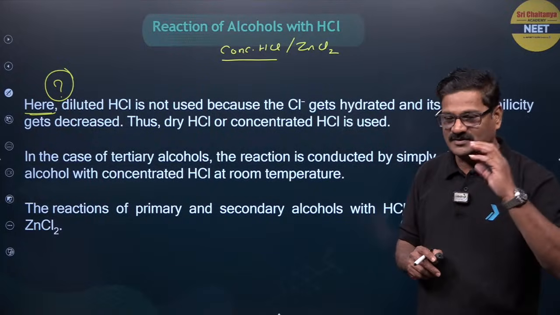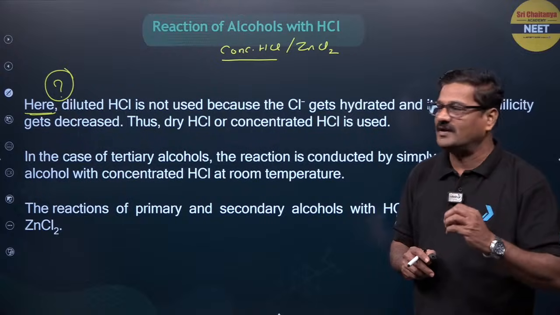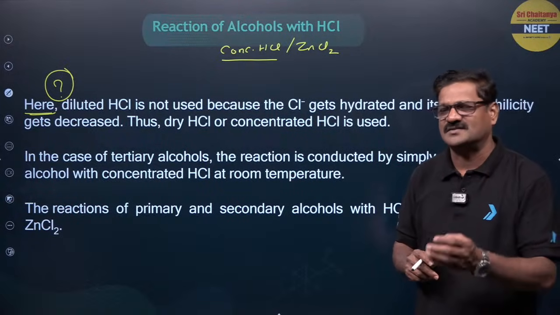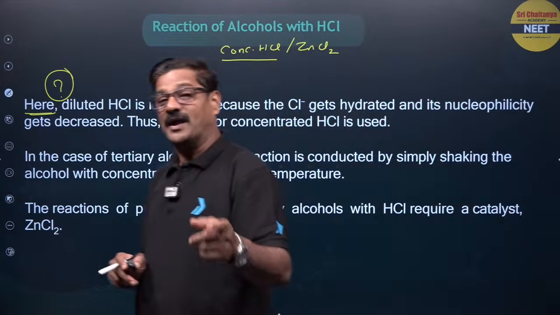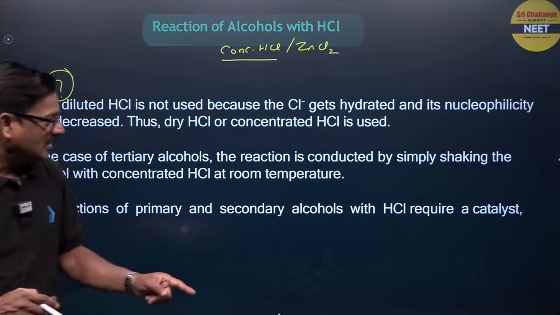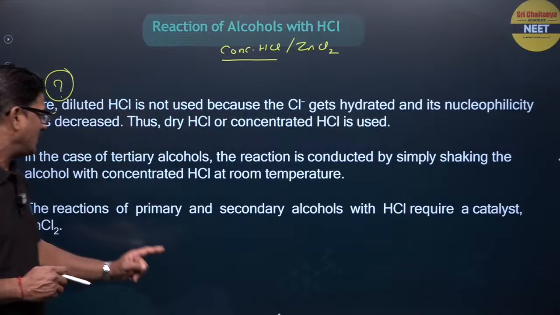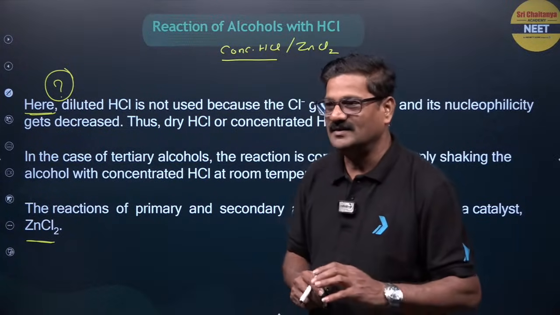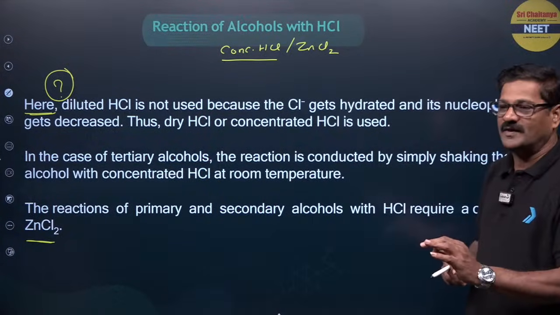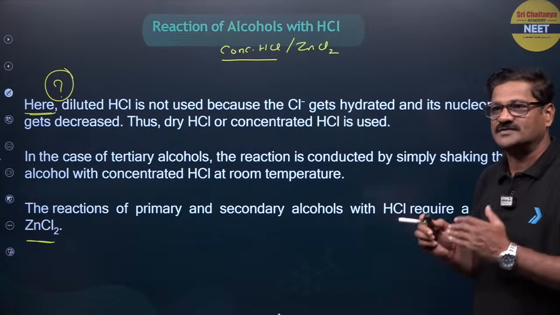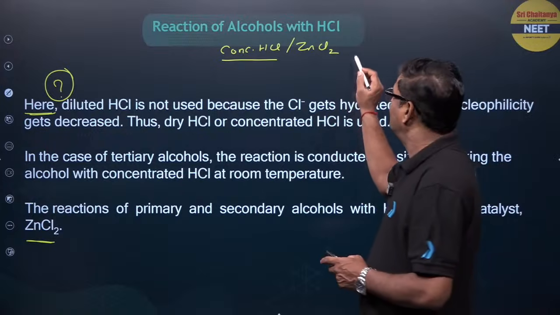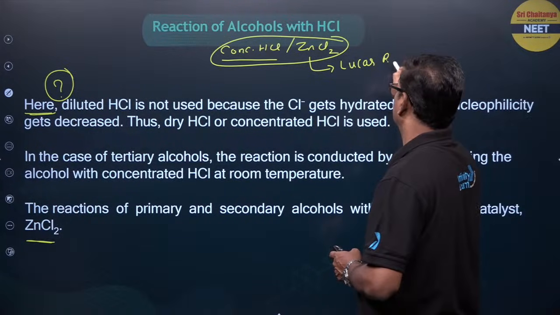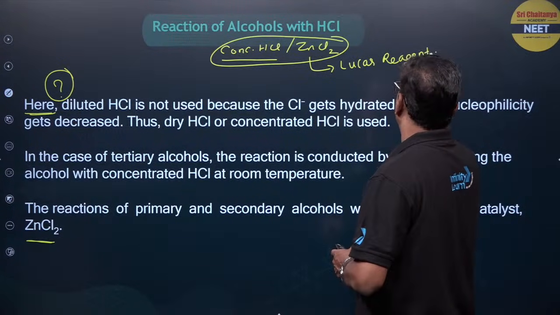Every point we just see and leave it, but I want to make clear what is the impact of that, right? In the case of tertiary alcohols, the reaction is conducted simply by shaking with concentrated HCl. But in the case of primary or secondary alcohols, we need anhydrous zinc chloride as a catalyst. So it acts as a Lewis acid. Fine. And every point I am going to explain. If you have any doubts during the session, please let us know and discuss with us. And this mixture is known as Lucas reagent. This mixture, you can say it is Lucas reagent.